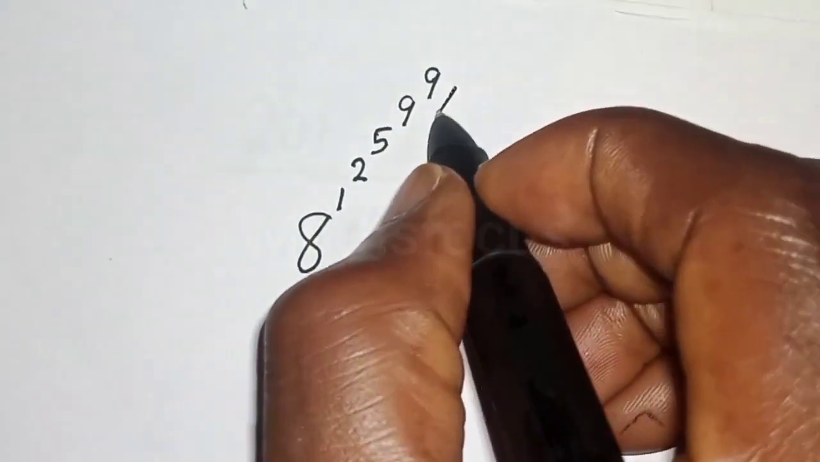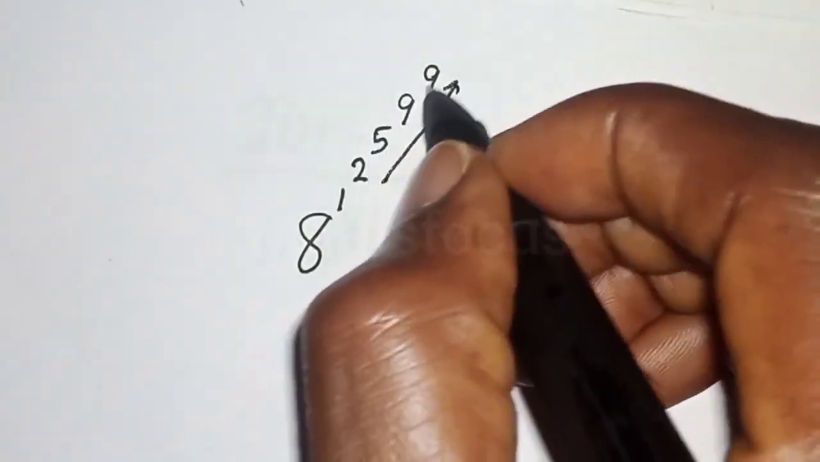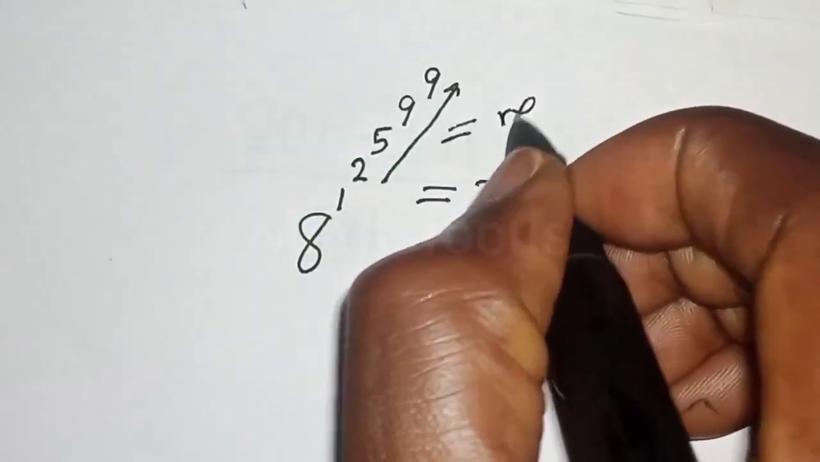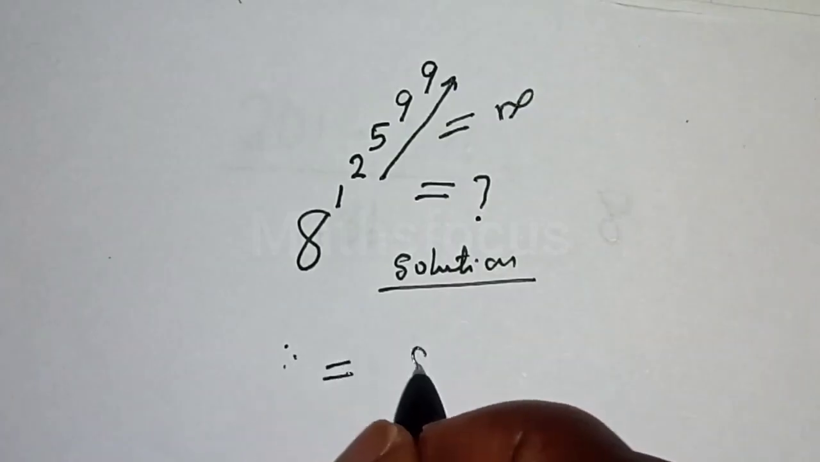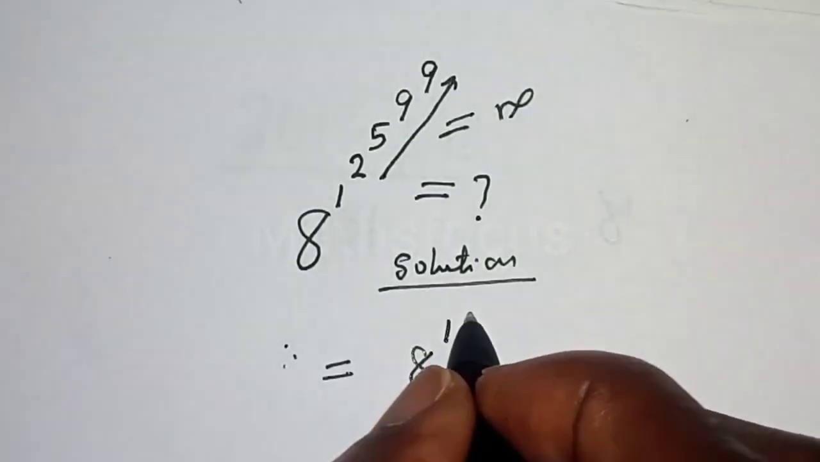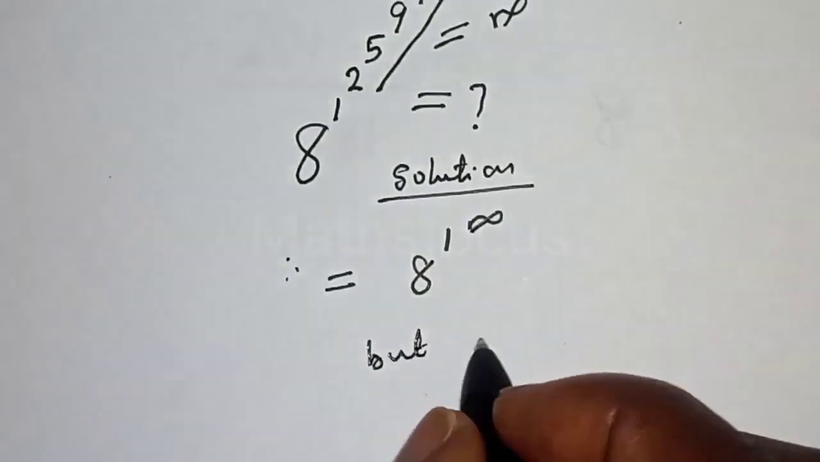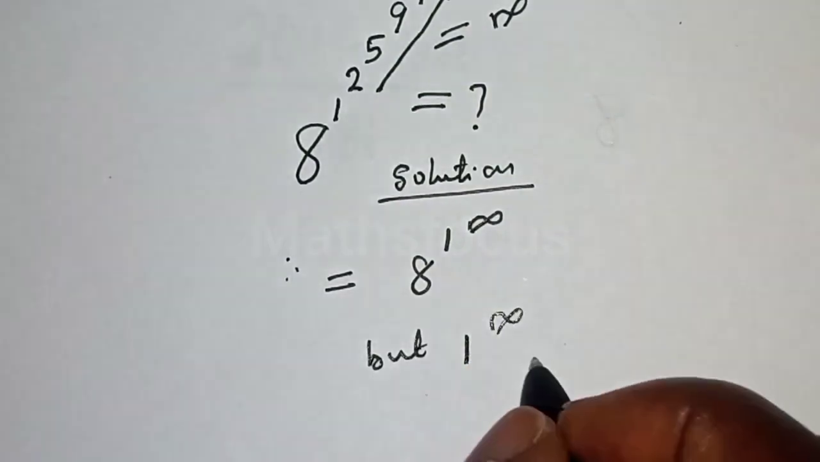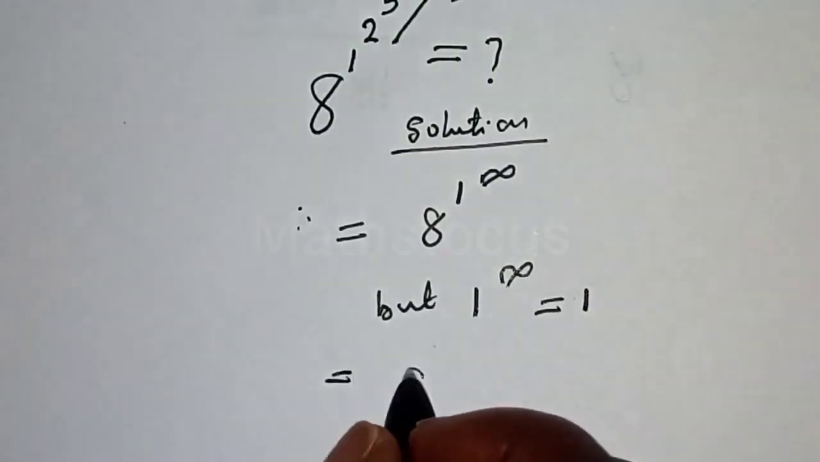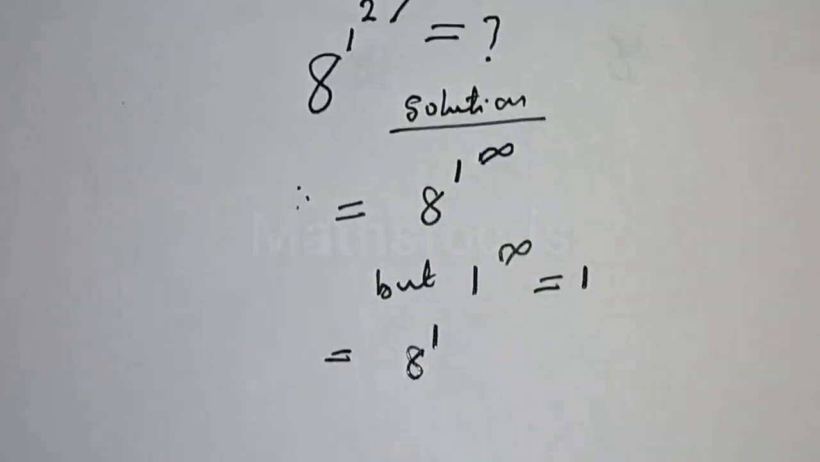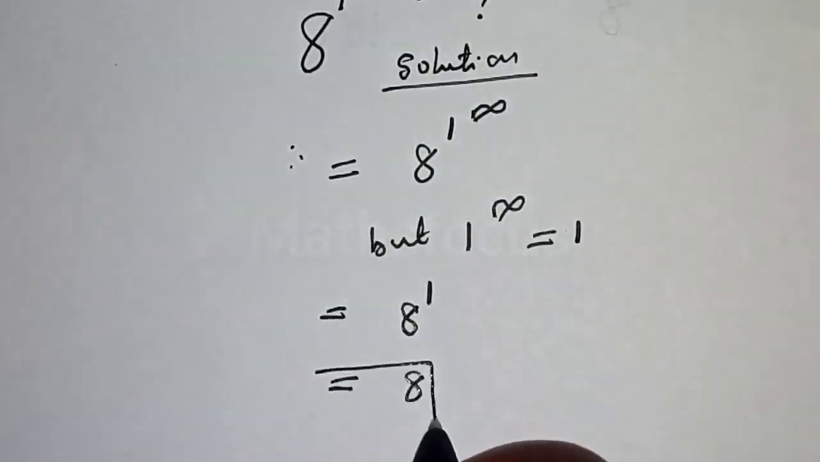Now, if you start from the top, the whole of this will be equal to infinity. Therefore, we have 8 raised to power 1 raised to power infinity. But 1 raised to power infinity will give you 1. So, this is equal to 8 raised to power 1, which is equal to 8. This is our final answer.